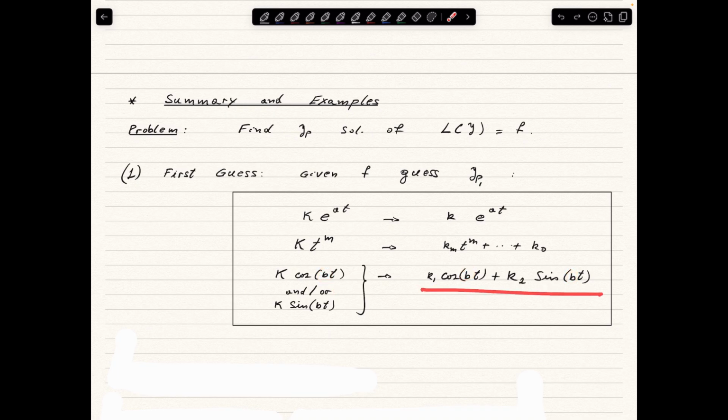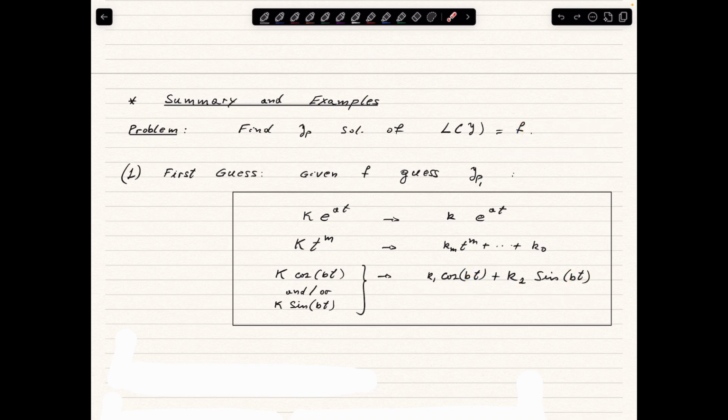This frequency is the same in the source and the guess, and then we need to find the coefficient. But we need to put both, because sometimes only the cosine is going to work, sometimes both is going to work. That depends on what you have on the left hand side. The same here for sine. If you have a 3 sine of 7t, well, then you need to choose 7 here, and you need to put both terms and need to find k1 and k2 in terms of all that.